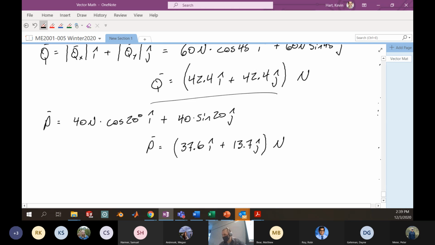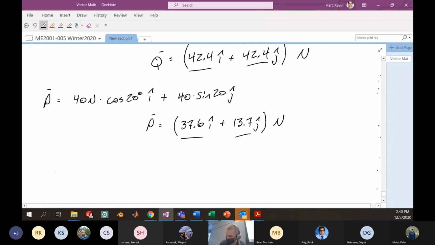All right, so we got these two vectors now resolved into their individual directions. And the beauty here is that we know that this one has 42.4 newtons in the x direction, and this one has 37.6 newtons in the x direction. So if we add the contributions in the x together, we'll get the final resultant component in the x direction. And if we add the two y components together, we'll get the y component of the final vector, and we can be on our way.